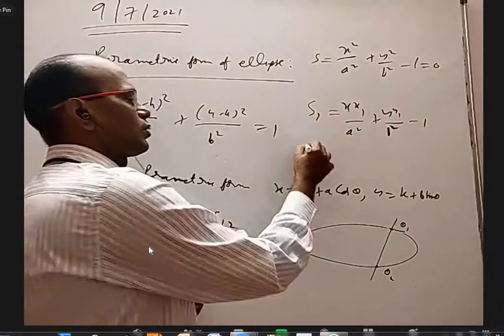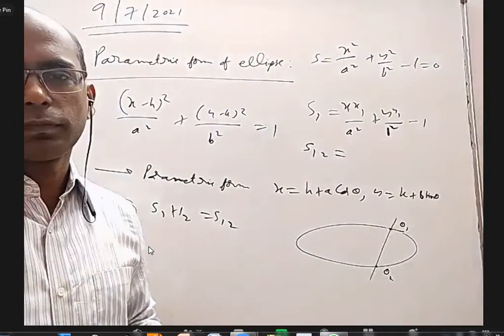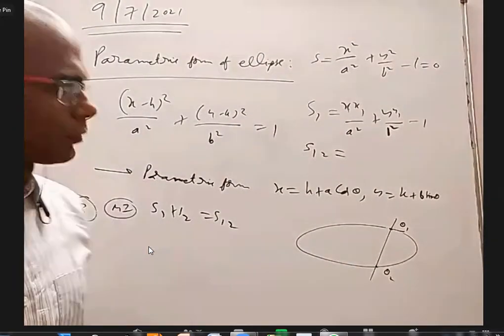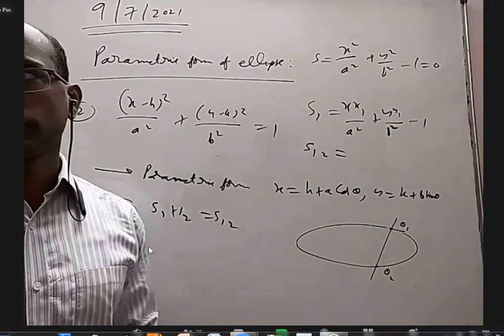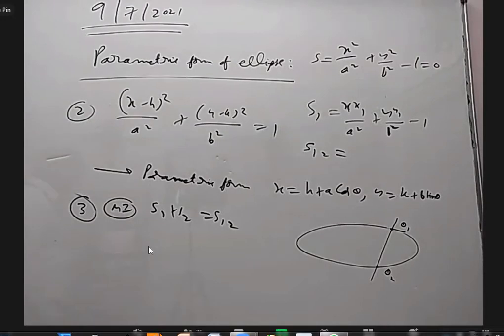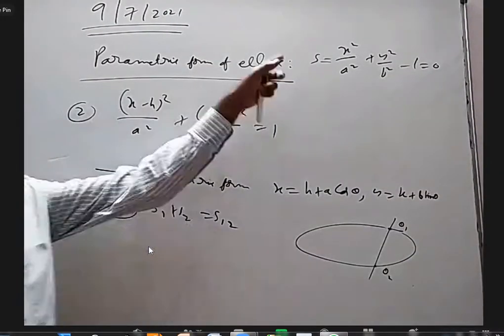Tell me what is S12 then? X1, X2 by a square plus y1, y2 by b square minus 1. Yes, correct. Okay, so like that, that is our S.